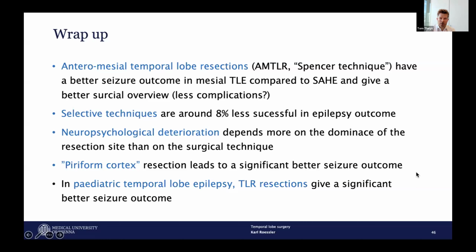I have one question for you, Carl. Maybe for the listeners, it would be interesting to discuss also how you position the patient. You nicely and eloquently described how you resect the hippocampus.